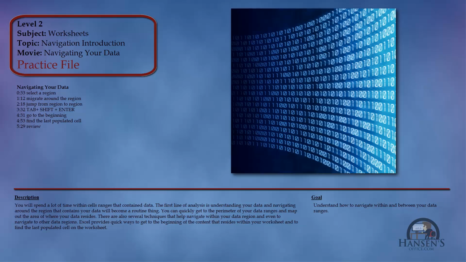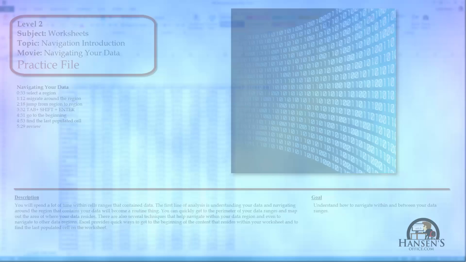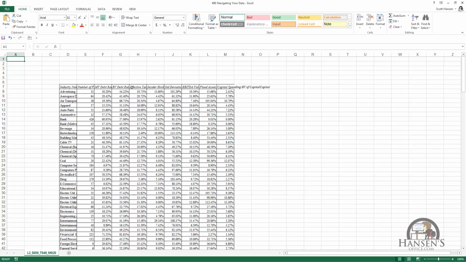selected area. We can use some keyboard shortcuts to go to the beginning of the spreadsheet, or cell A1, and we can use some keyboard shortcuts to go to the last populated cell on the worksheet. So I've got some data that's a list of the industries in alphabetical order of the stocks that are traded on the NASDAQ Stock Exchange with some financial ratios.